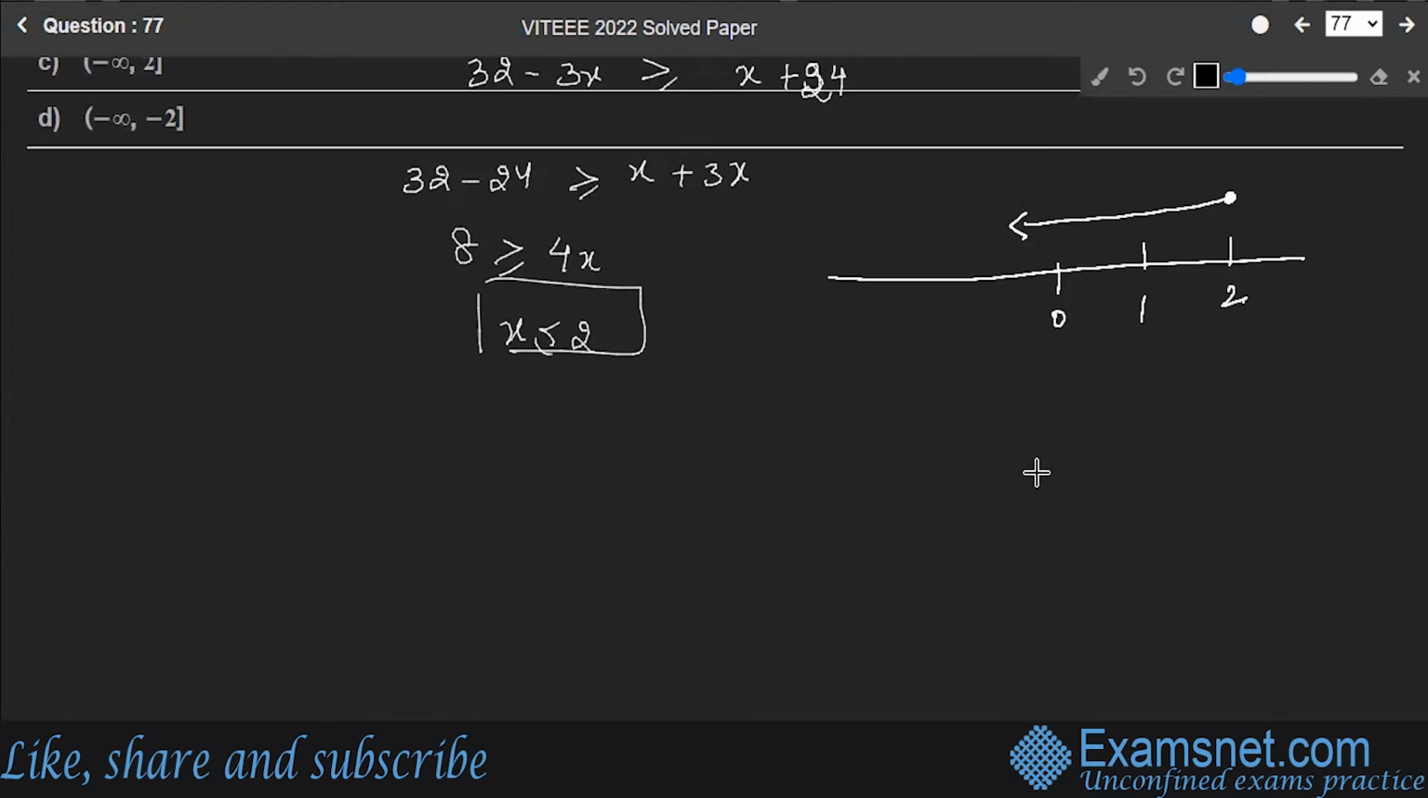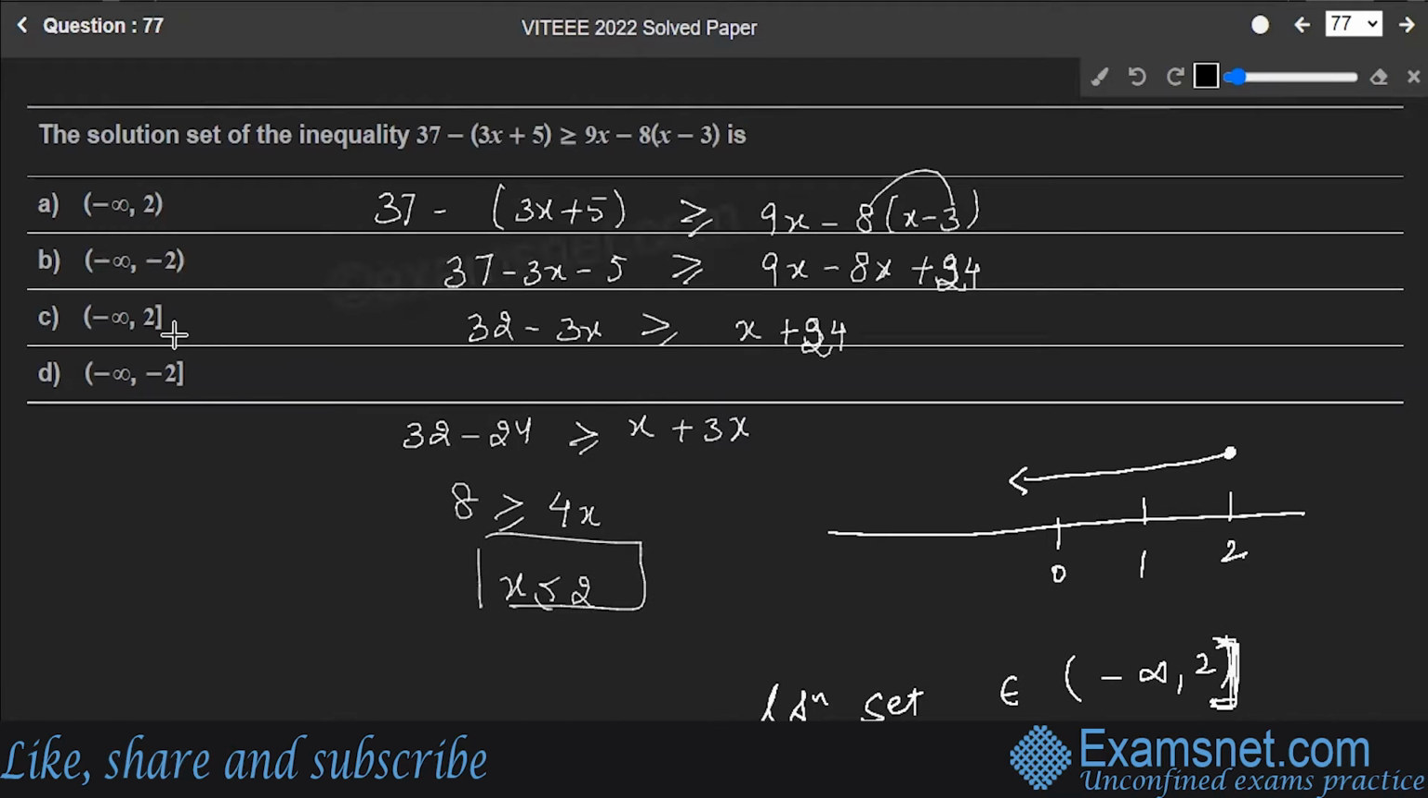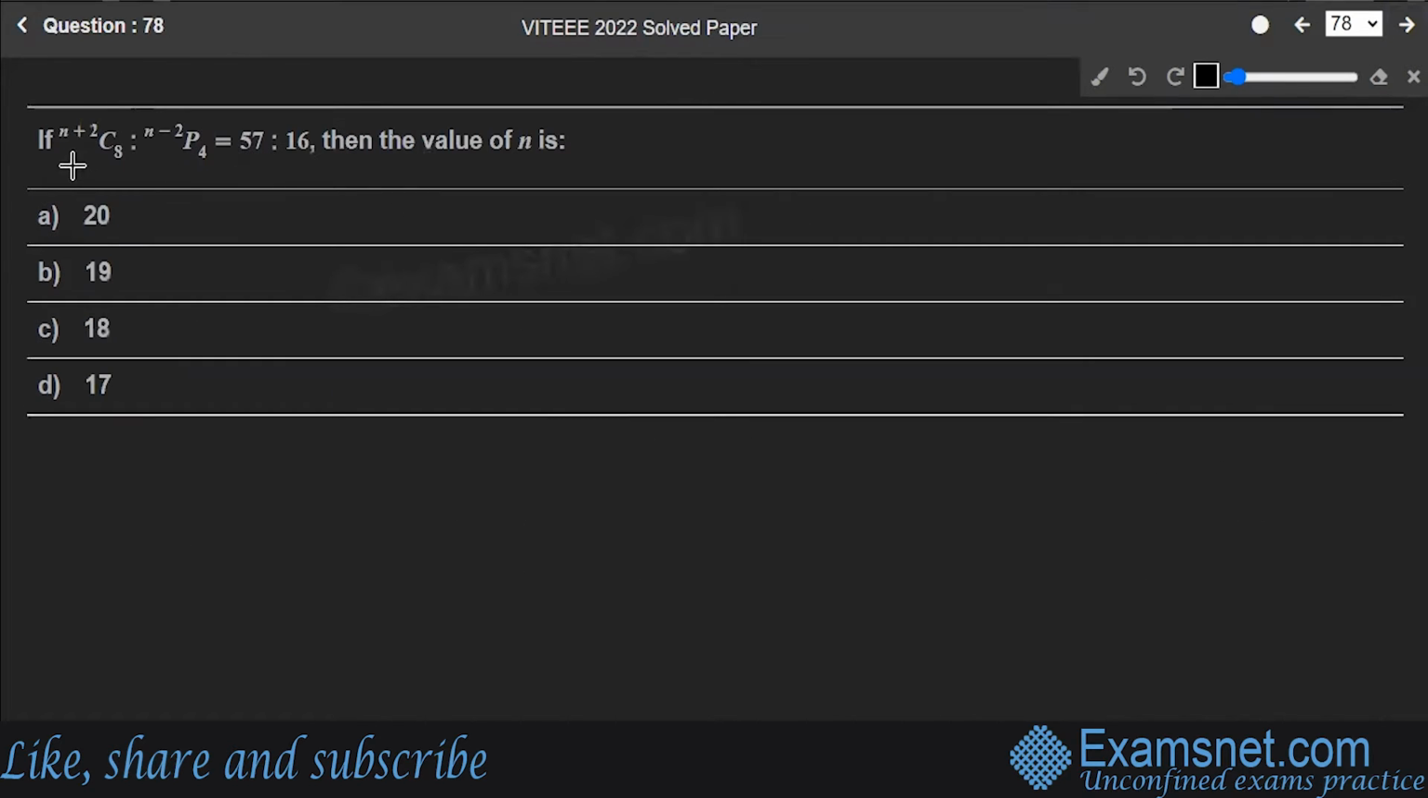So that means the solution set will belong to minus infinity to 2, and 2 is included. So here will be this closed interval. Okay, so this makes your option C the correct answer. Hope you got that. Next, question number 78. If n plus 2 C8 ratio n minus 2 P4 is given by this, then what is the value of n? Okay, so let's write it in simpler form.